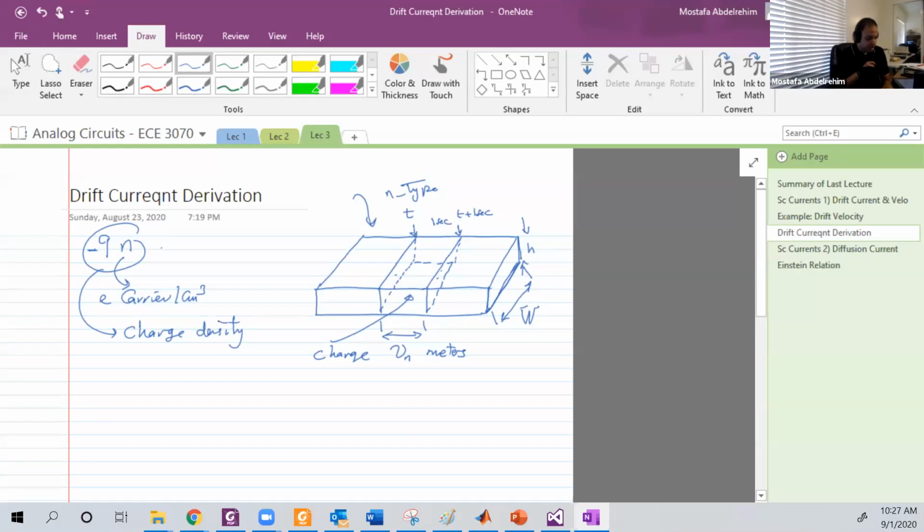This can be called a charge density per centimeter cubed. If we multiply it by the volume, we get the total charge, which is the current in that case, because we know that this will pass in 1 second, so this is the current. So we multiply this by the volume. What is the volume? It is the width W, the thickness H, and this length Vn. And this is the current, In.